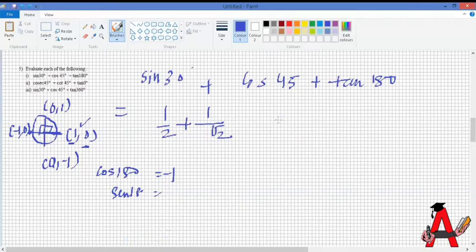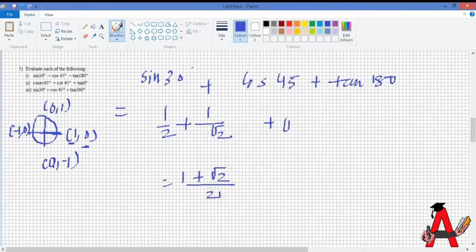If we put in these values, you will get 1 upon 2 plus 1 upon root 2 plus 0, which is nothing but 1 plus root 2 upon 2. You can factorize it. This is the way we can solve question number 5. Try to practice the remaining two questions. Any doubt you can ask me. Let's try and do further types of questions.